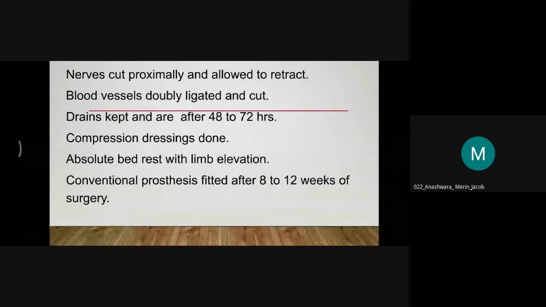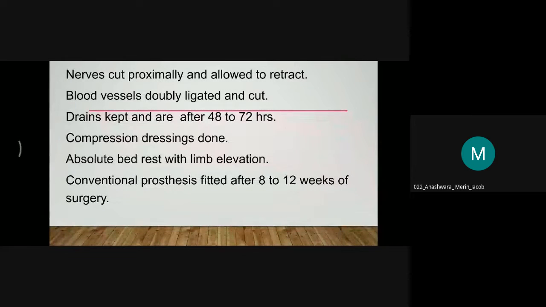Then the blood vessels should be doubly ligated and cut, and the drain is kept for the reactive collection, reactive fluid. Any surgery, anywhere you do, there will be reactive fluid from the surface of the wound. For that purpose, we are keeping the drain. Then the compression dressing is to be done, and absolute bed rest with limb elevation to prevent edema.